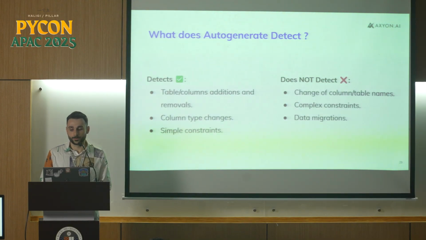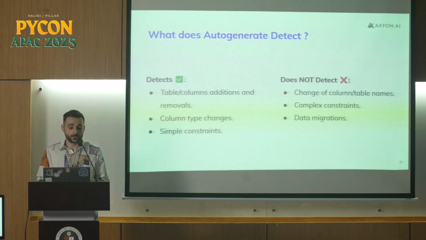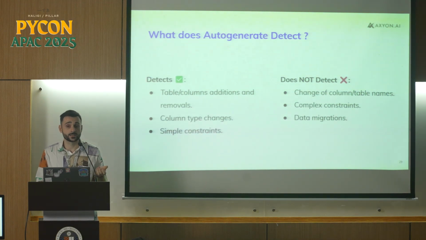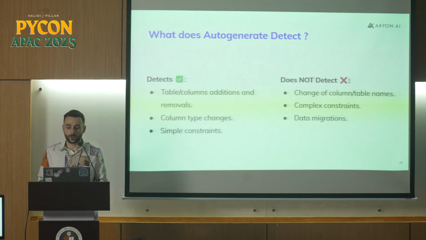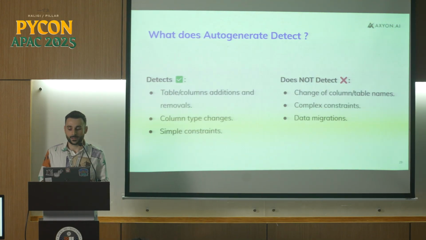And here's an overview of what Alembic can detect and what it cannot. And this is from the Alembic documentation, so you can get it also from there. So for example, Alembic is very good at detecting table and column additions and removals, or column type changes, or even simple constraints like the one we did earlier with the unique constraint. While Alembic is not meant for detecting changes of column and table names, as the example that we just did, complex constraints, and data migrations.